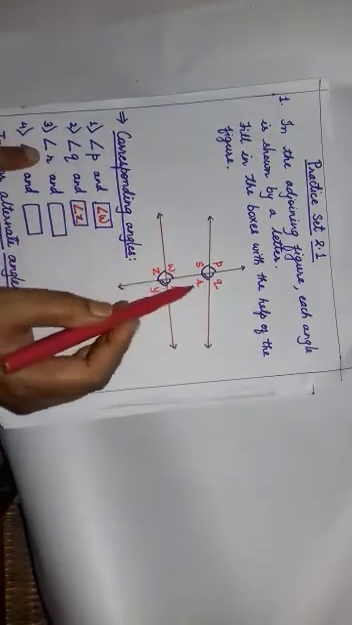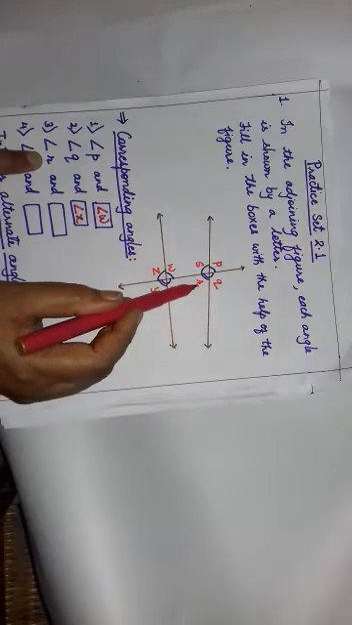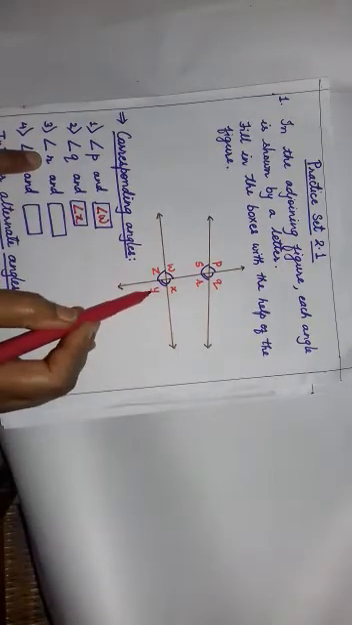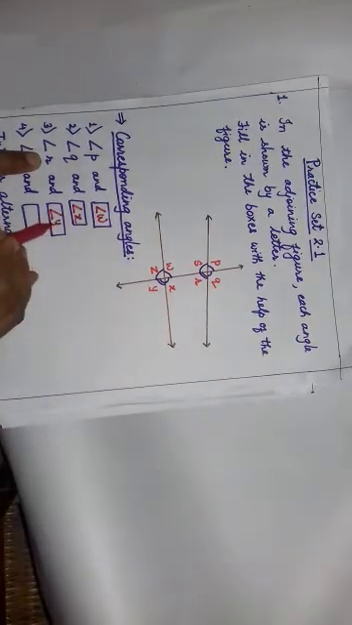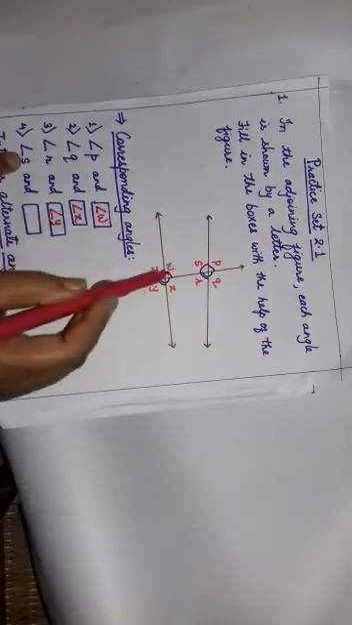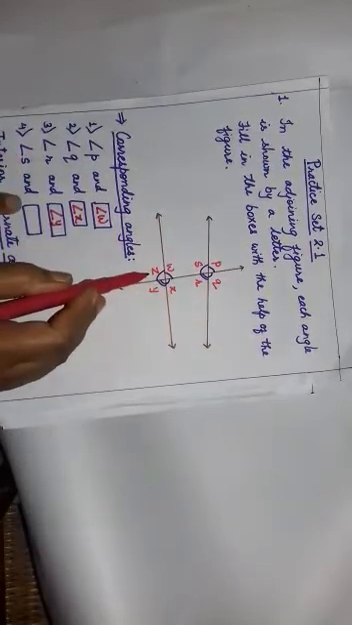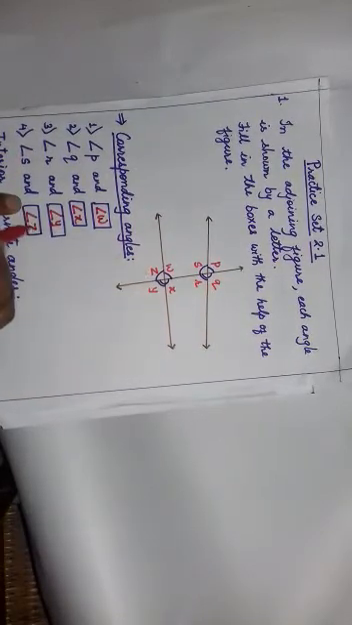And what is the pair of angle R? Angle R pair is angle Y. And angle S, the pair of angle S is what? Angle Z. Okay.